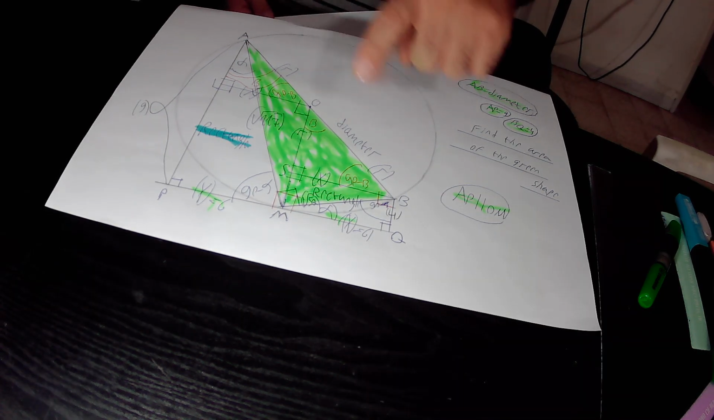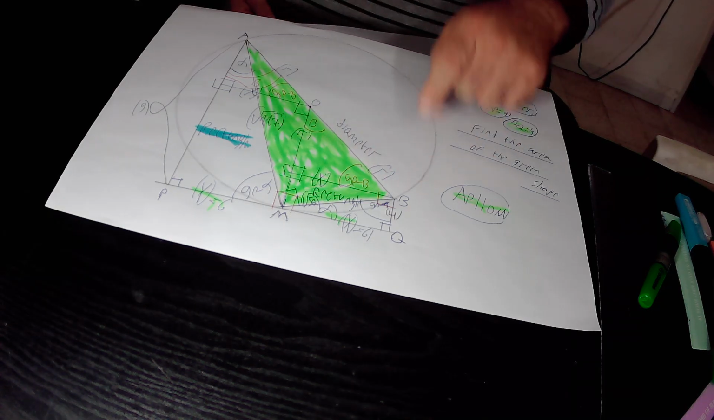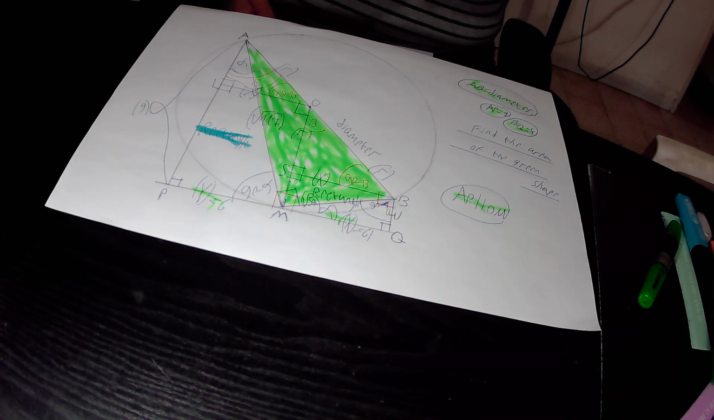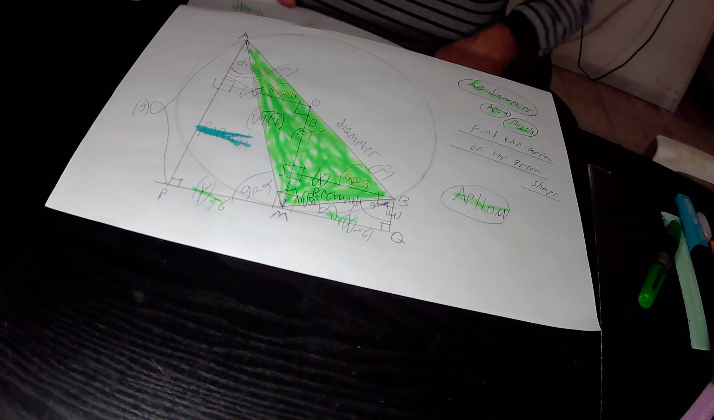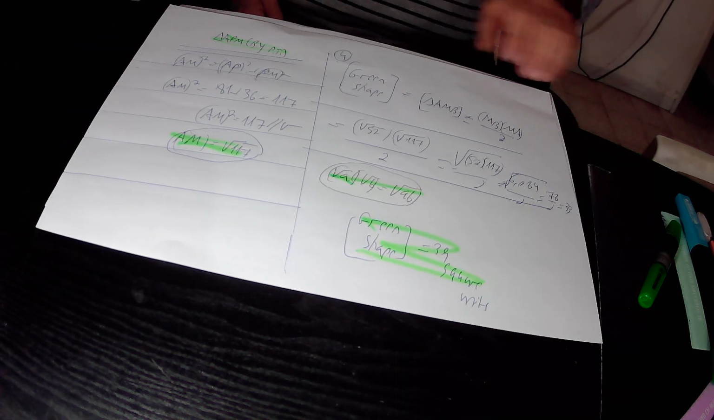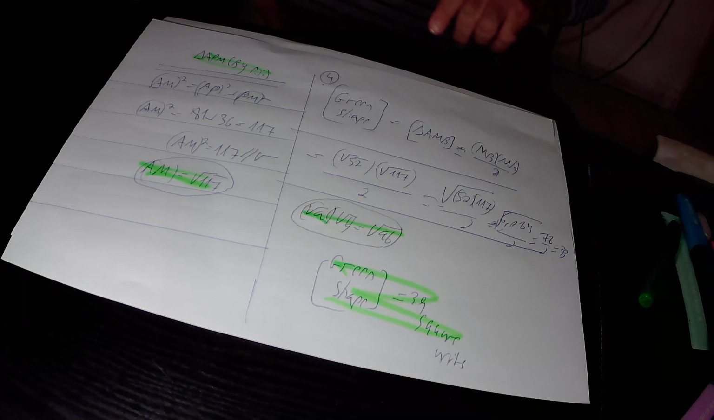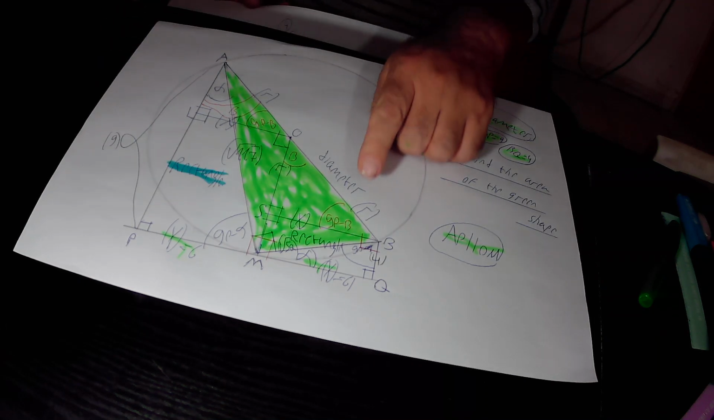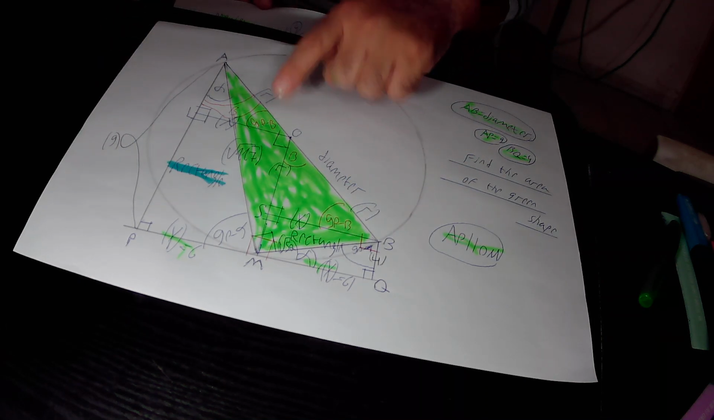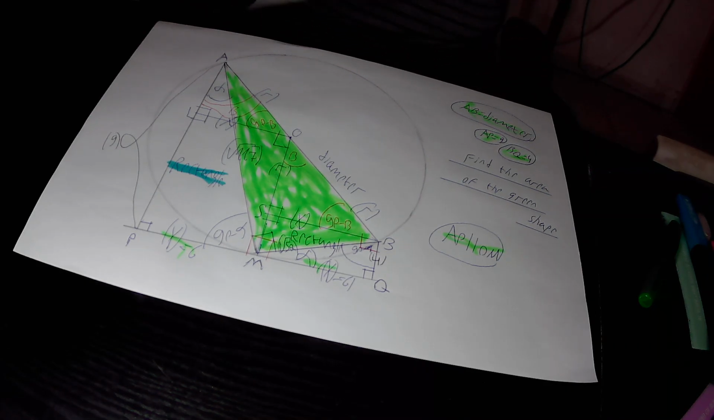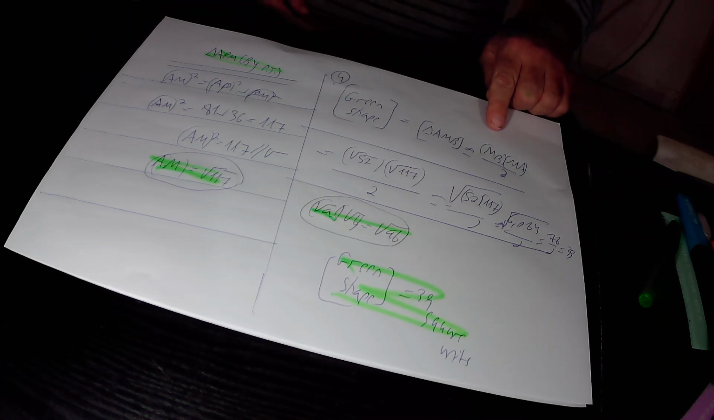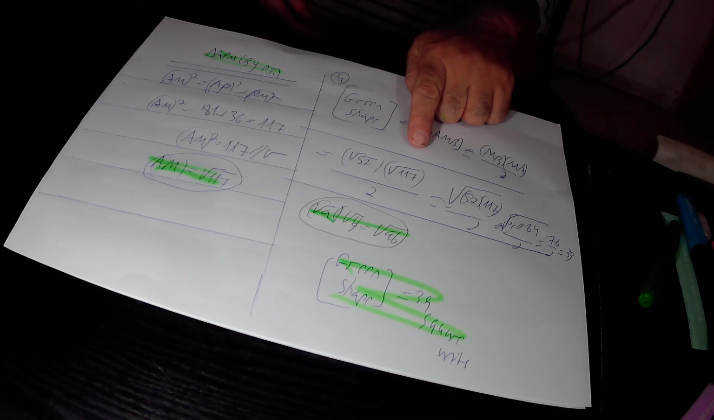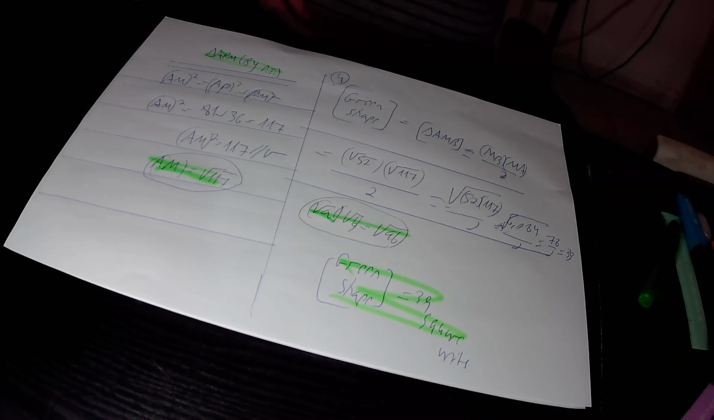Our task is to find the area of the green shape. The green shape is actually the right green triangle AMB. So we have to find the area of the green right triangle AMB. The area of the green right triangle must equal the base MB times the height MA over 2. MB is the square root of 52 units, and AM is the square root of 117 units, and you have to divide it by 2.